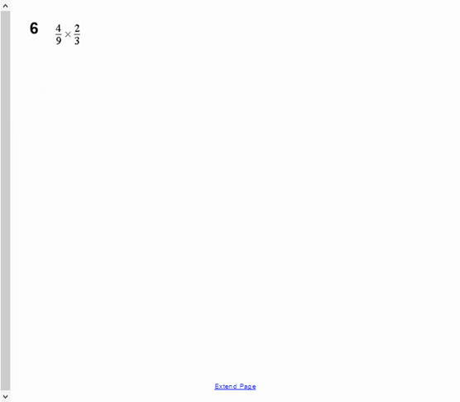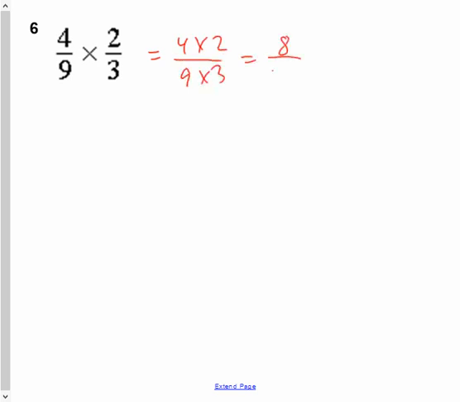The next question is the same thing, except this time multiplication. Here, interestingly enough, I cannot cross-reduce, right? I can't reduce this because 2 over 9 is lowest terms, 4 over 3 is lowest terms, 2 over 3 is lowest terms, 4 over 9 is lowest terms. So all I have to do is multiply my numerators, multiply my denominators to get 8 over 27, which is lowest terms.